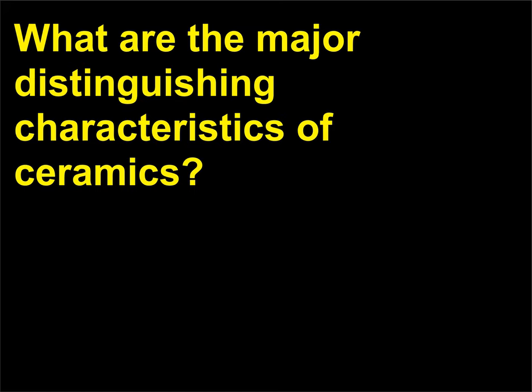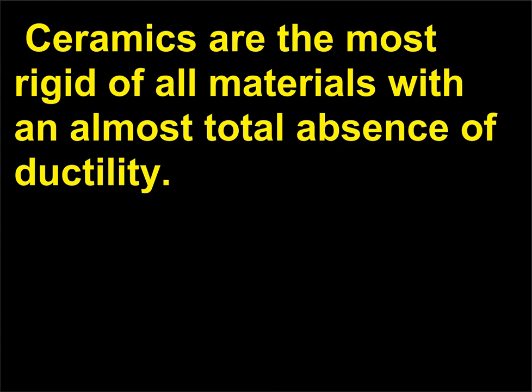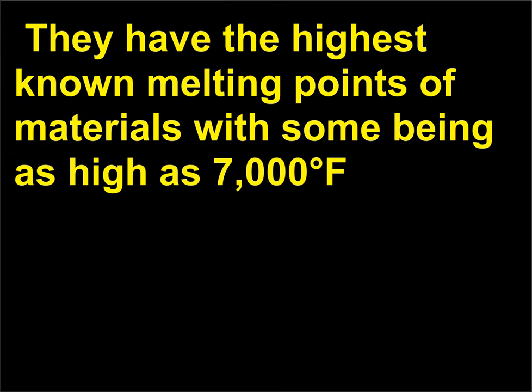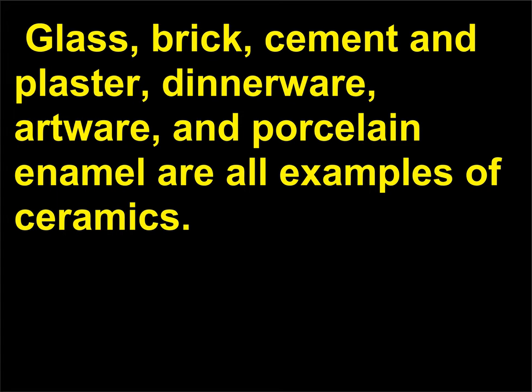What are the major distinguishing characteristics of ceramics? Ceramics are crystalline compounds of metallic and non-metallic elements. Ceramics are the most rigid of all materials with an almost total absence of ductility. They have the highest known melting points of materials, with some being as high as 7,000 degrees Fahrenheit, 3,870 degrees Celsius, and many that melt at temperatures of 3,500 degrees Fahrenheit, 1,927 degrees Celsius. Glass, brick, cement, and plaster, dinnerware, artware, and porcelain enamel are all examples of ceramics.